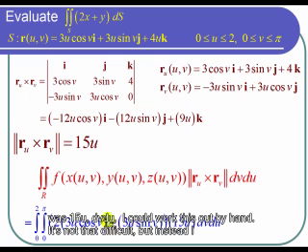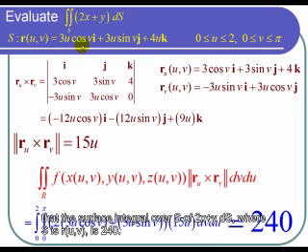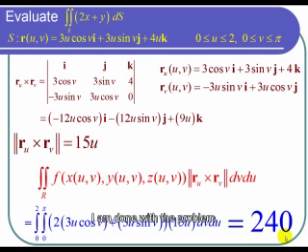So I could work this out by hand. It's not that difficult, but instead I actually used a calculator. And I got that this double integral is equal to 240. So I can conclude that the surface integral over S of 2x plus y dS, where S is r of u,v, is equal to 240. And I'm done with the problem.